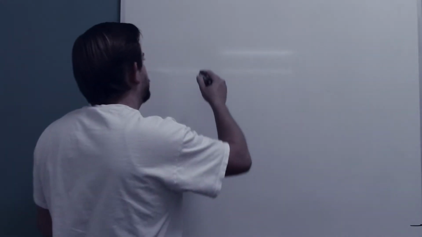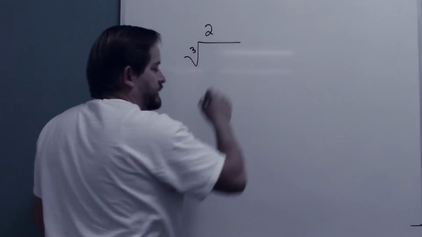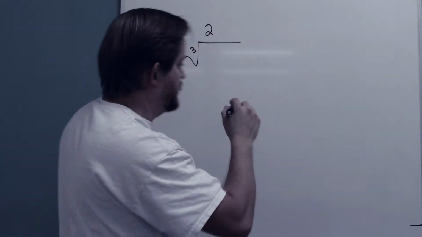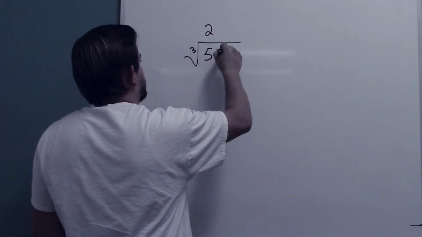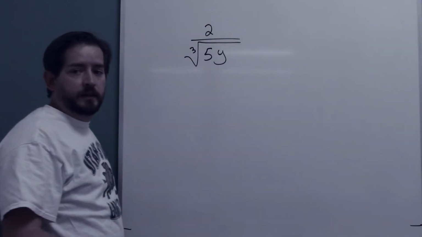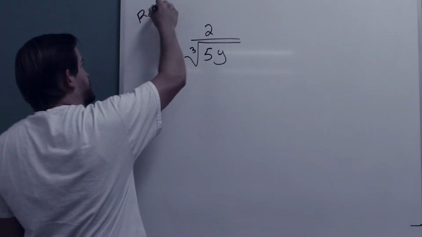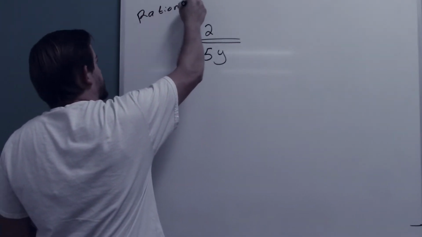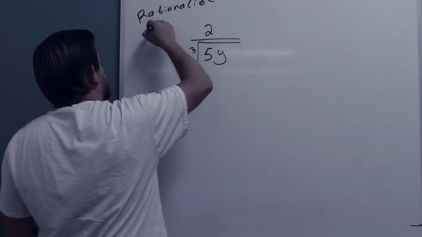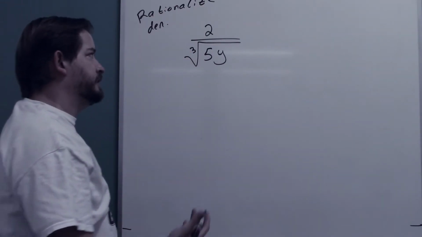The next one is 2 over the cube root of 5y. And again, I'm assuming that we are trying to rationalize the denominator here. So we've talked about rationalizing the denominator.